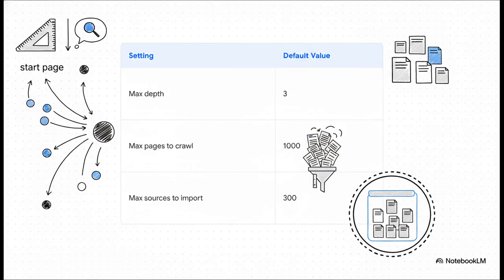And you also get to be the director of your research. You get these precise controls to set things like the maximum crawl depth. That's basically how many clicks deep it'll go from the starting page. And you can set the total number of pages to import. It just ensures you get exactly the info you need without all the extra noise.